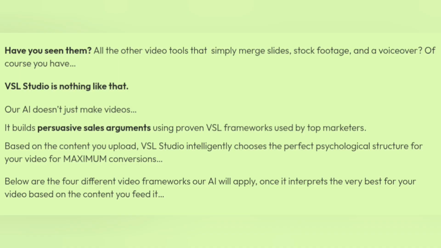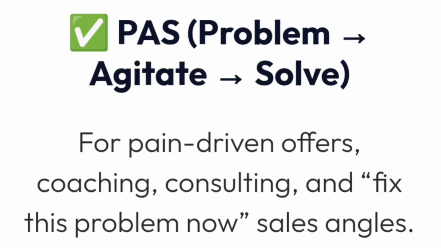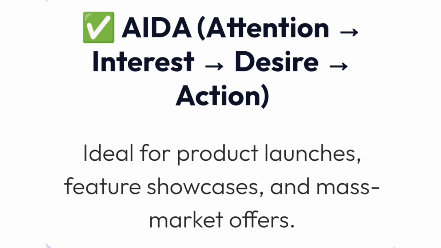Based on the content you upload, VSL Studio intelligently chooses the perfect psychological structure for your video for maximum conversions. Below are the 4 different video frameworks our AI will apply once it interprets the very best for your video based on the content you feed it. PAS: problem, agitate, solve. For pain-driven offers, coaching, consulting, and fix-this-problem-now sales angles. AIDA: attention, interest, desire, action.